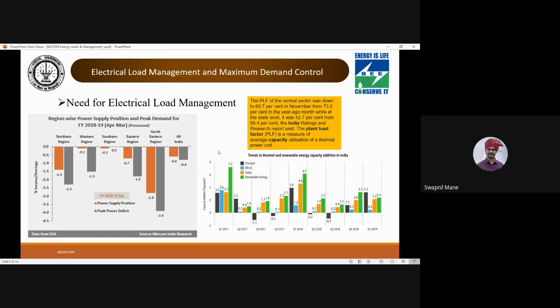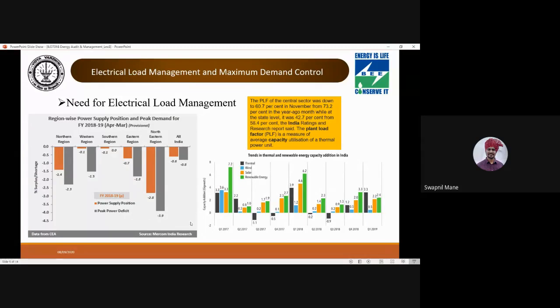The second criterion for going for electrical load management is the capacity addition till now. You see, renewable energy gained momentum in the first quarter of 2017, then gradually decreased. In 2017 to 2018, there is a drop in capacity addition of renewable energy. In 2018 it got reduced, and in 2019 also there is a reduction in capacity addition. Capacity addition means how many new projects you are installing in that particular domain.